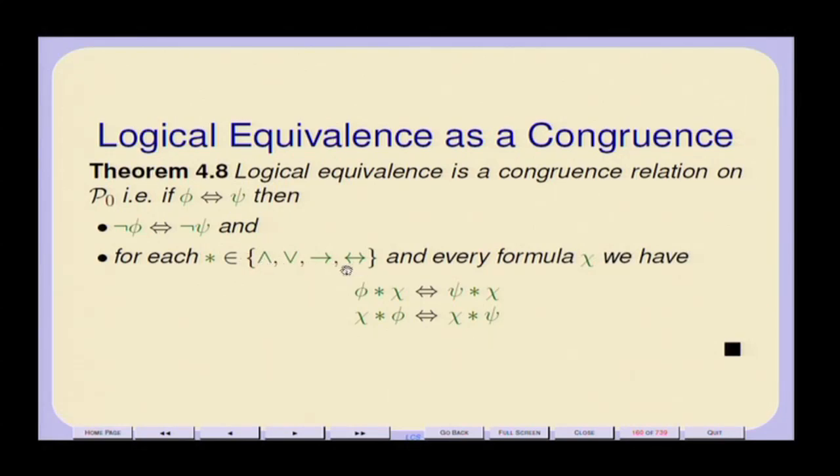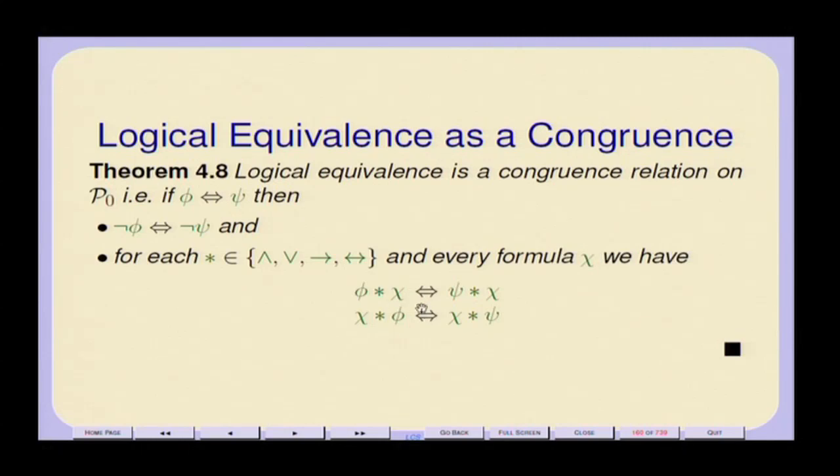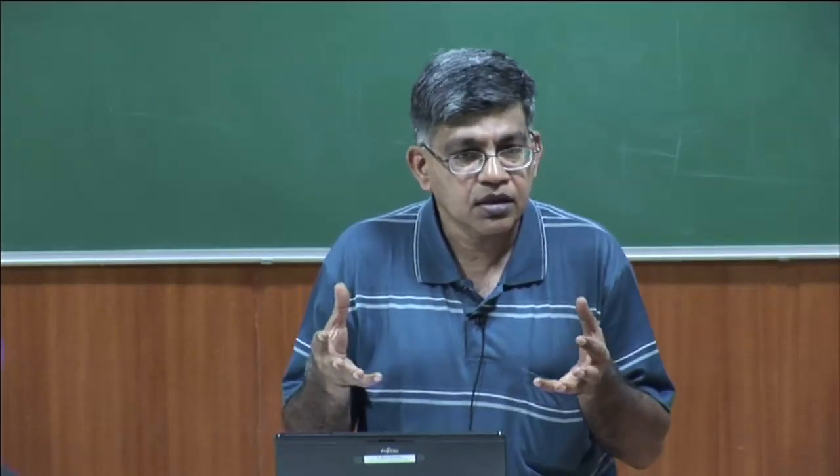So, these are all binary operations. What it means is that you take any formula chi and any of these binary operators. I am using star to denote any of them, and you are saying that phi star chi should be logically equivalent to psi star chi if phi is logically equivalent to psi. This is like taking a framework and replacing phi in it by psi, and if truth is not in any way perturbed by that, then you would say that it is a congruence relation.